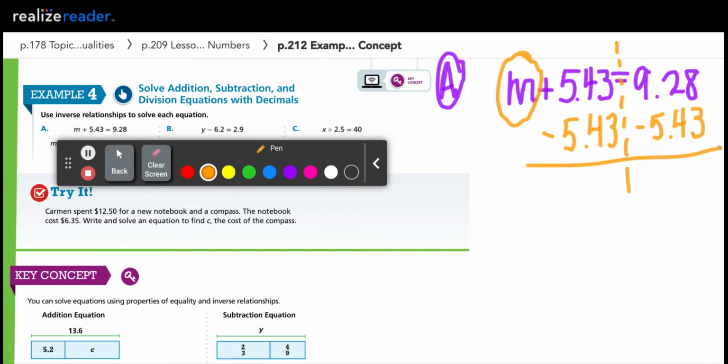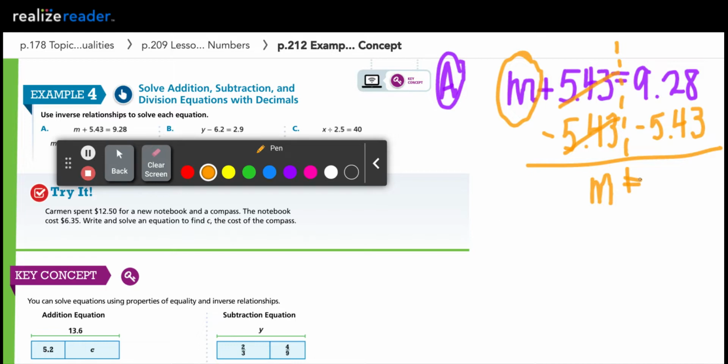Making sure that we're copying it very carefully. So now I'm going to evaluate that left side. Plus 5.43 minus 5.43 cancel. What remains on that left side? M. What does M equal? M equals, well, I'm going to evaluate that right side from top to bottom.